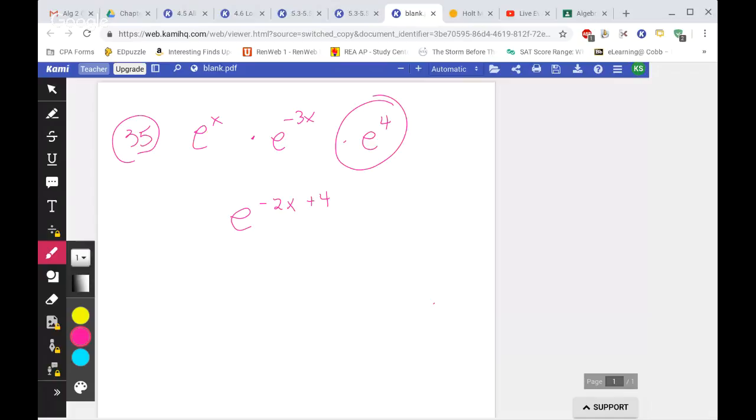Yeah, I think that she wants a value on that. Would that just be, hang on, that number to the negative 2x? Yeah.